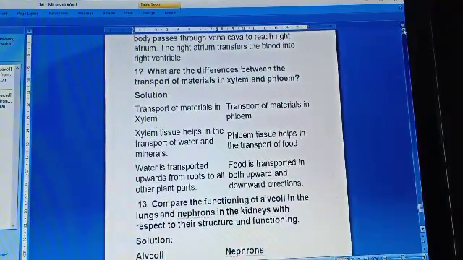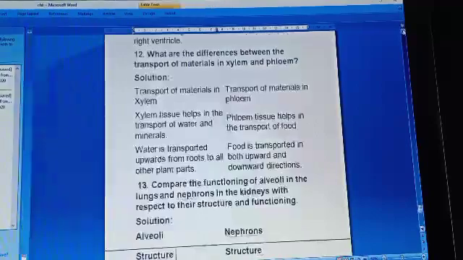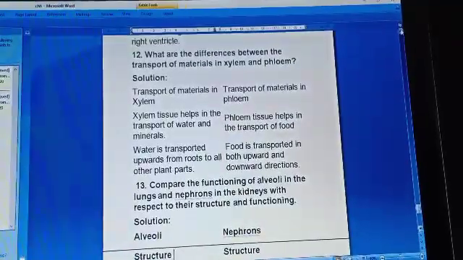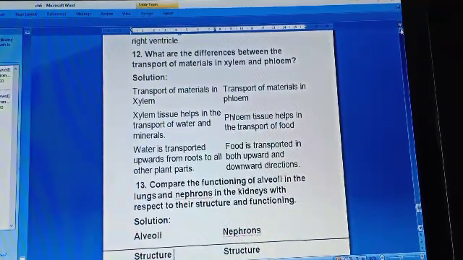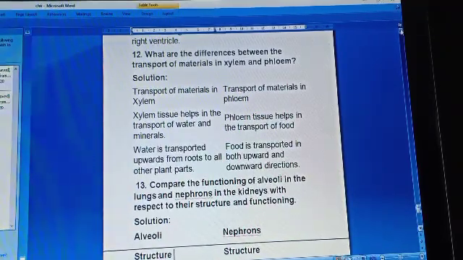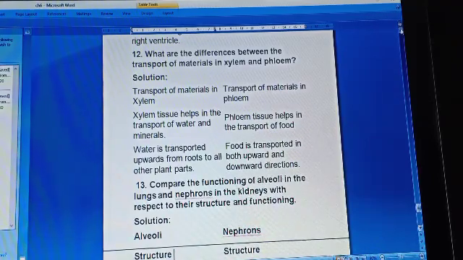Now let's see the next question. What are the differences between the transport of material in the xylem and the phloem? In this also you have to write down the difference between the xylem and the phloem.